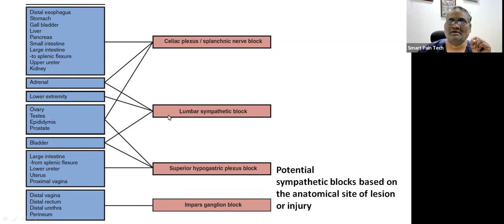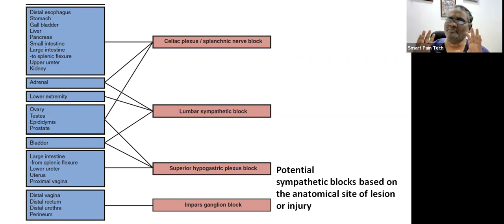Now, lumbar sympathetic, I'm not going to touch. Sada has already talked about this extensively. Then superior hypogastric plexus, what we usually perform for lower abdominal pain. Very crudely, if you ask me: upper abdominal, celiac plexus; lower abdominal, superior hypogastric plexus; and perineal pain, ganglionic block. That's it. So this is how you remember.